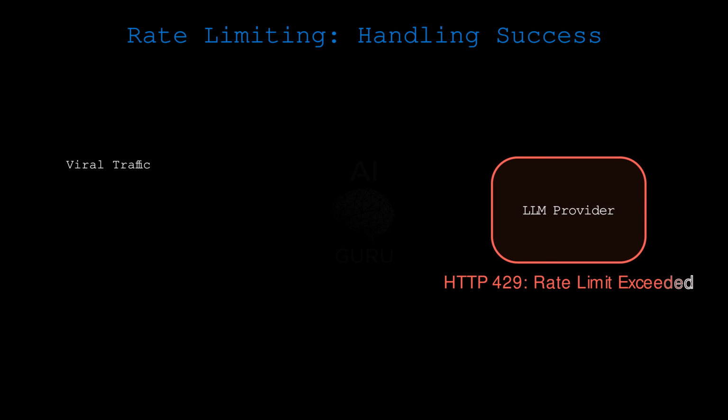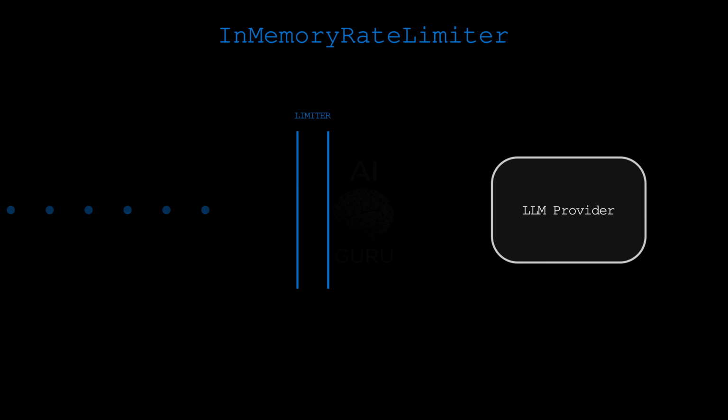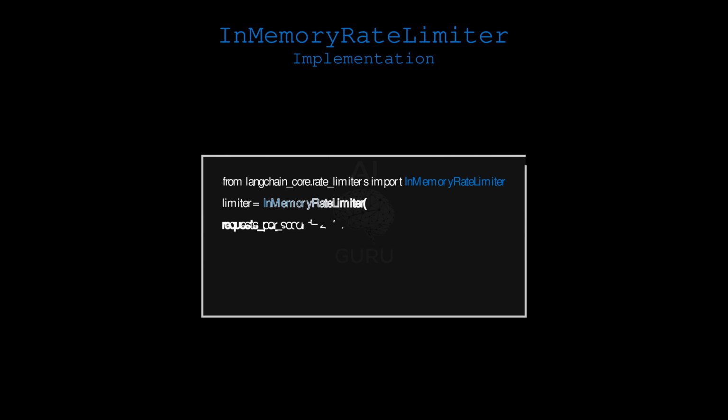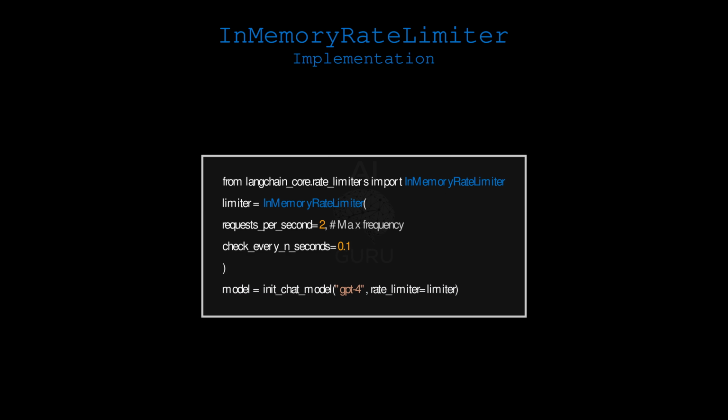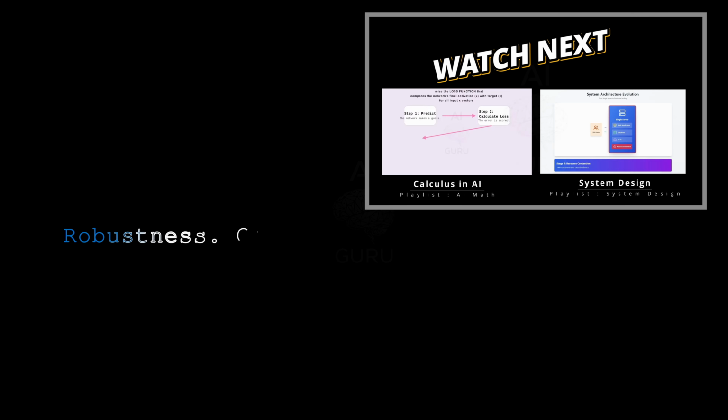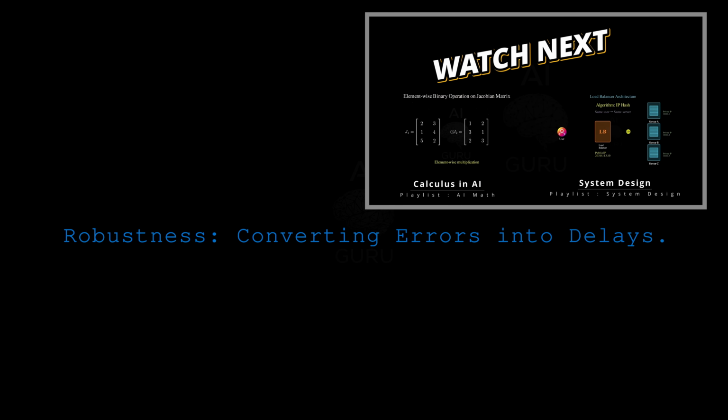So true. Your app goes viral, everyone hits invoke at once, and the provider shuts you down. LangChain has a built-in in-memory rate limiter. You can tell it 5 requests per second, and it will automatically slow down your calls to keep you under the limit. That is a lifesaver. It turns a fatal error into just a slight delay. It's what makes an application robust.